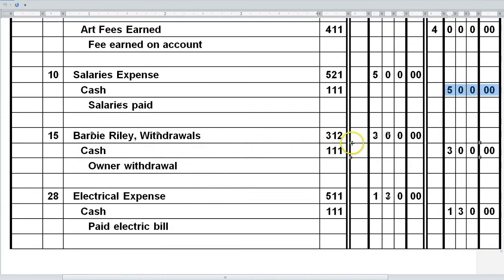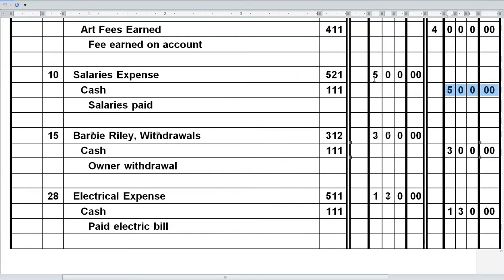Bobby here withdrew for personal use. It's not an expense. It does not go to the income statement, but the withdrawals account is an offset to capital. It's a negative owner's equity account, so that you would debit any negative owner's equity account, just like salaries expense.